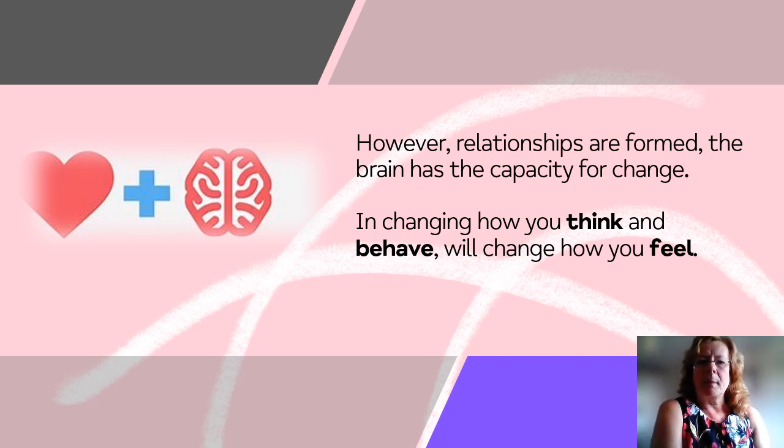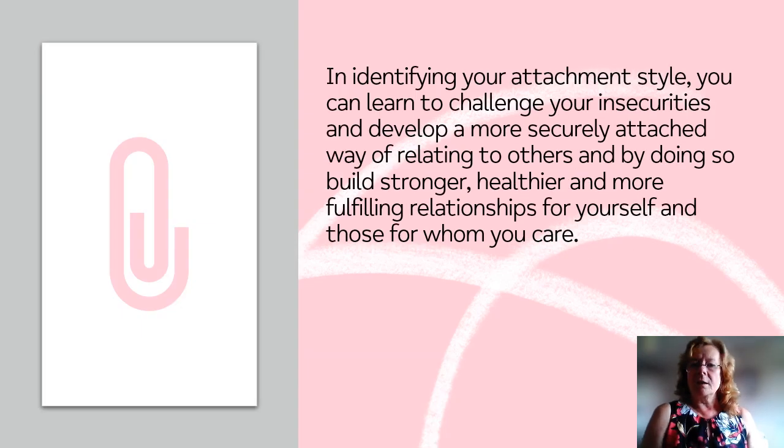It's important to remember that however relationships are formed, the brain has capacity for change. In changing how you think and how you behave, you will change how you feel. In identifying your attachment style, you can learn to challenge your insecurities, to develop a more securely attached way of relating to others, to build stronger, healthier, and more fulfilling relationships.